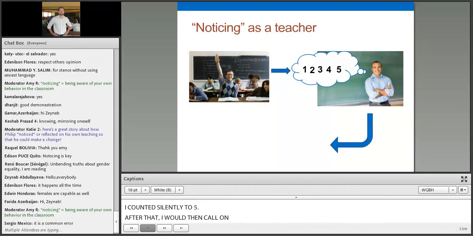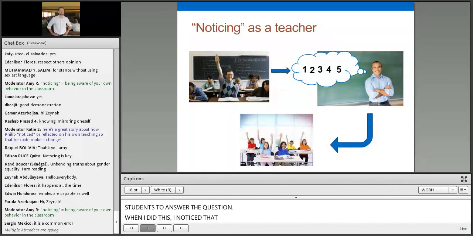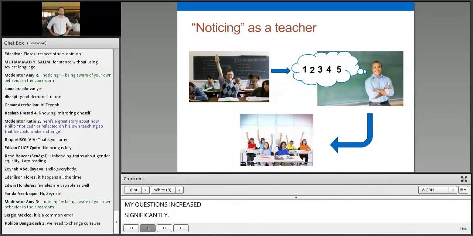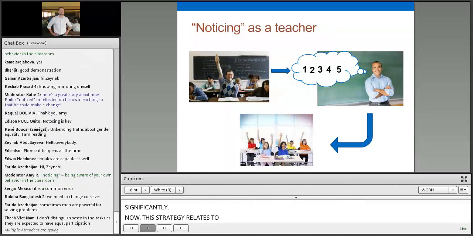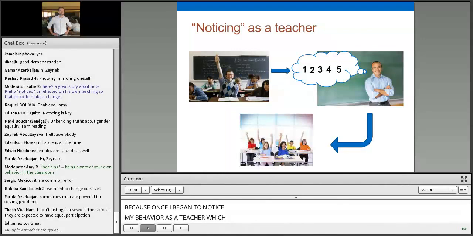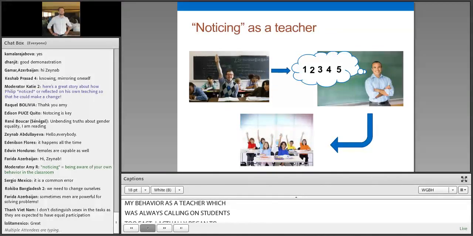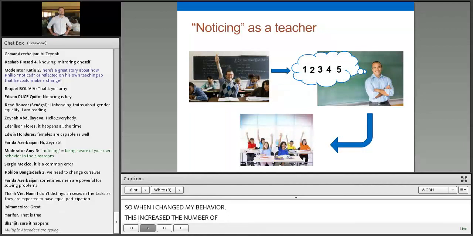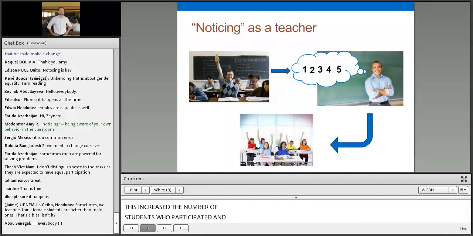When I did this, I noticed that the amount of students who raised their hands to respond to my questions increased significantly. Now, this strategy relates to our topic of gender equality because once I began to notice my behavior as a teacher, which was always calling on students too fast, I also began to notice who is actually participating, and in my case, it ended up being mostly boys. So when I changed my behavior, this increased the number of students who participated and allowed me time to ensure that women and men were participating equally.